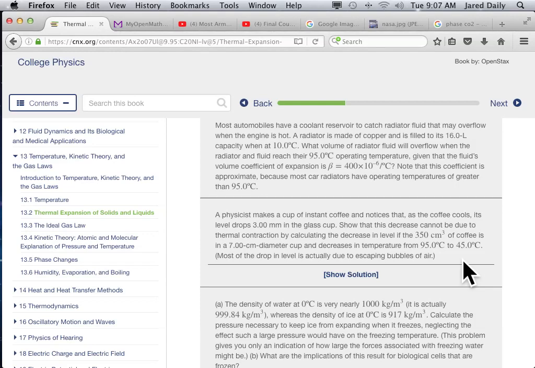So you have a 7 centimeter diameter cup. So it's 7 centimeters here. It drops how much? 3 millimeters. That's the drop here. And there are 350 cubic centimeters of coffee. So this thing has a total volume. The volume initially is 350 cubic centimeters, right?